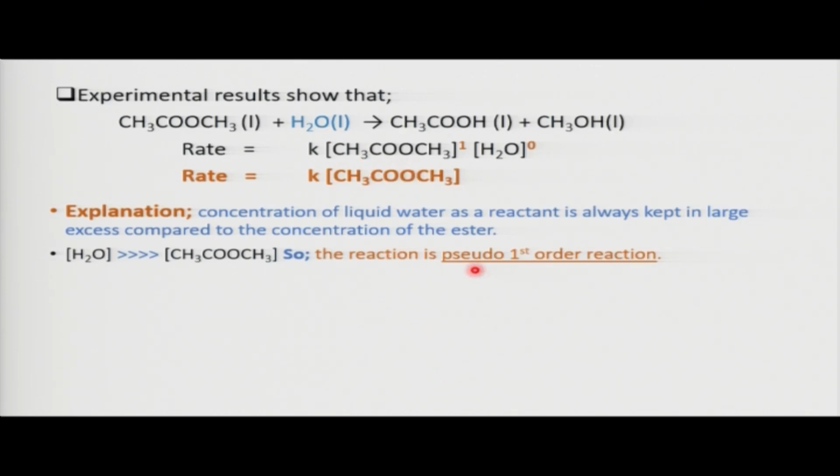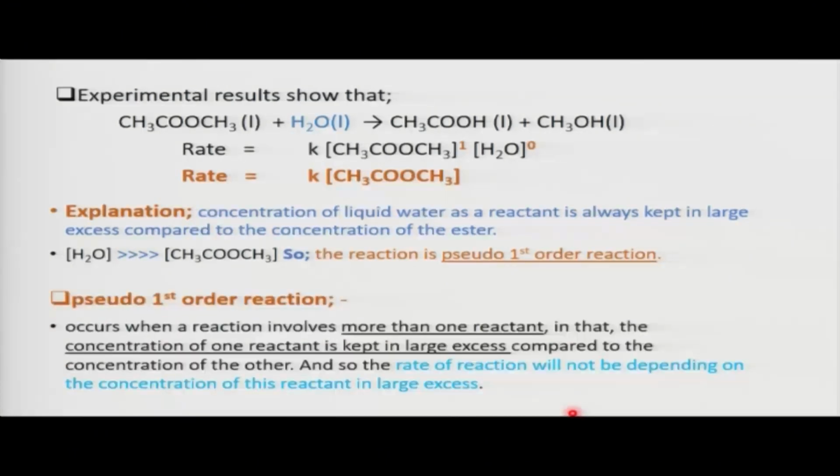So the rate of reaction is only affected by the ester, making it a pseudo first order. It is only one reactant affecting the order of reaction. So in pseudo first order reactions, if you have one reactant in large excess compared to the other, then the one in limited amounts alters the rate of a reaction.